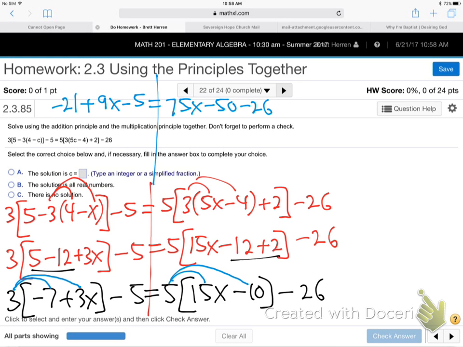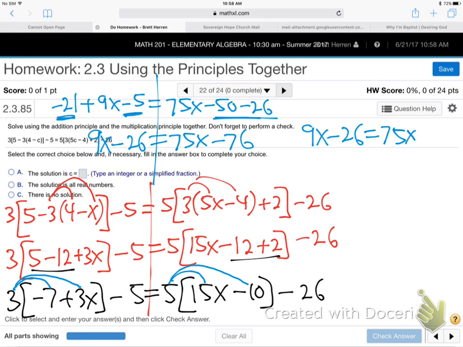And then gather, numbers with numbers again. So this is just a really long problem. Minus 21 minus 5. What's that going to be? 9x minus 26. And here, 75x minus 50 minus 26 is minus 76, huh? I'll bring it over here. 9x minus 26 equals 75x minus 76. There's the wall.